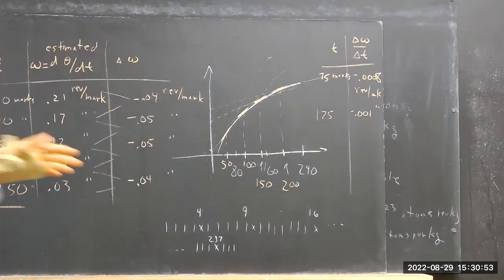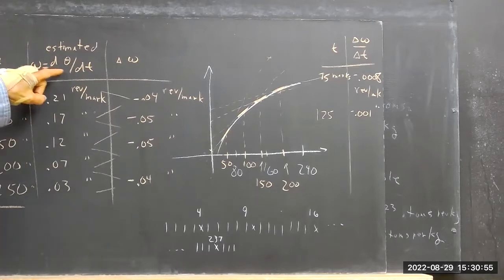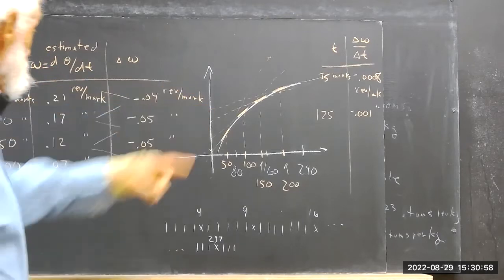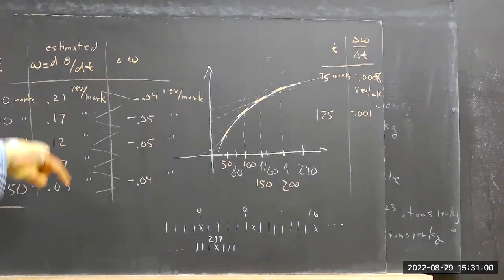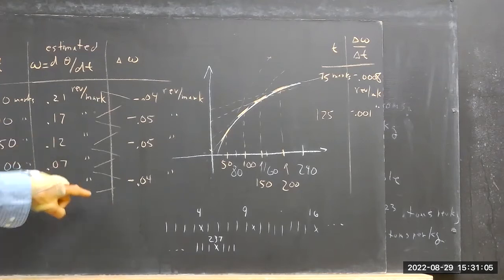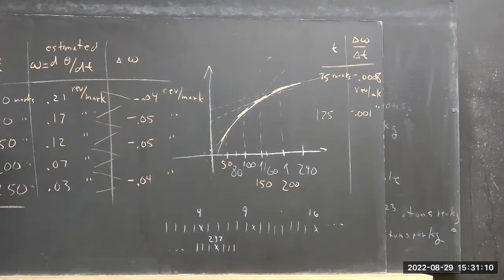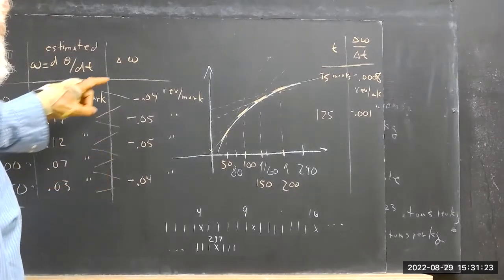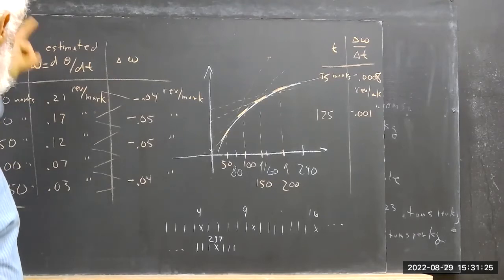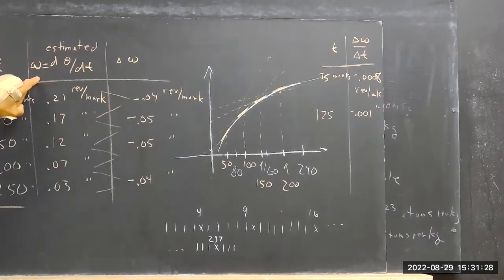Now let's just say you went through this process and your estimated d theta dt's, which are the slopes of these lines, were 0.21 revolutions per mark, 0.17 revolutions per mark, and so forth, down to 0.03 revolutions per mark. T, 50 marks, 100, 150, 200, maybe even 250. So I've got 5 estimated instantaneous rates of change. I can then calculate the change in this rate of change. Now I'm going to give this rate of change a name. I'm going to call it omega.